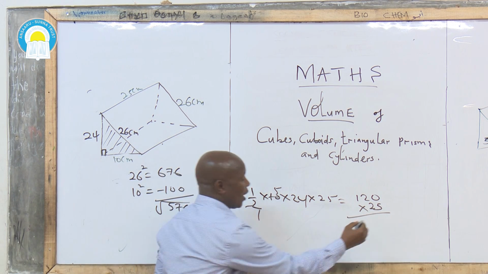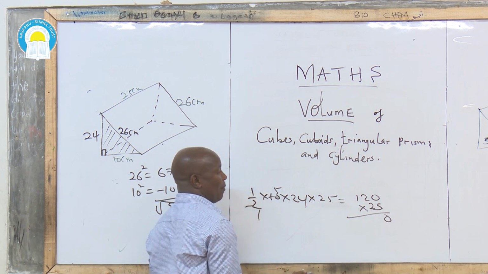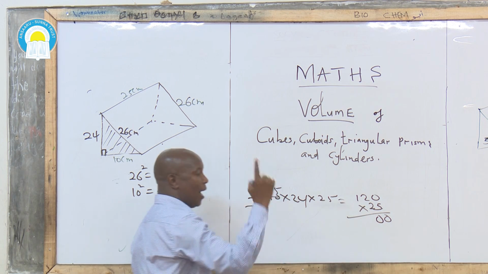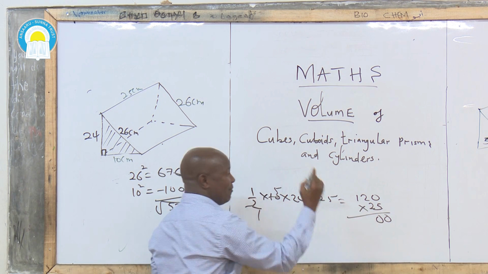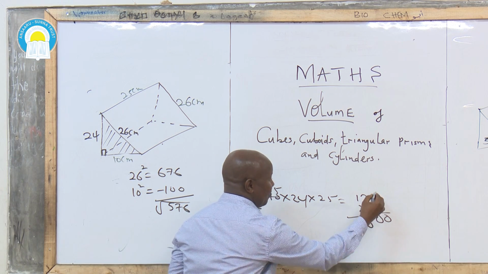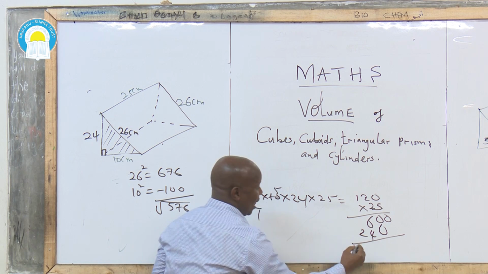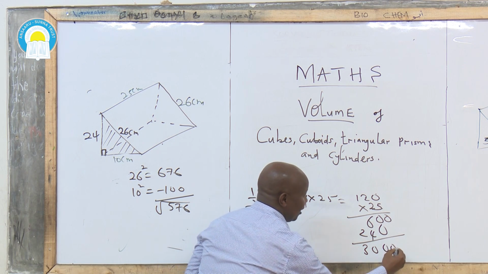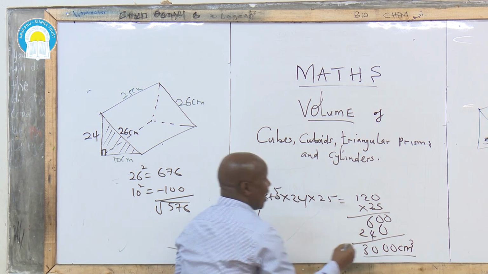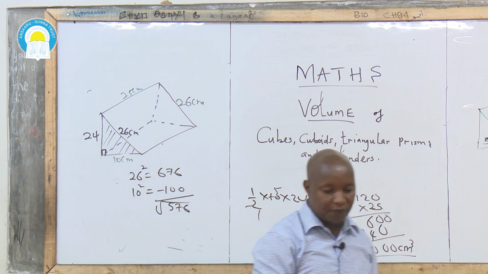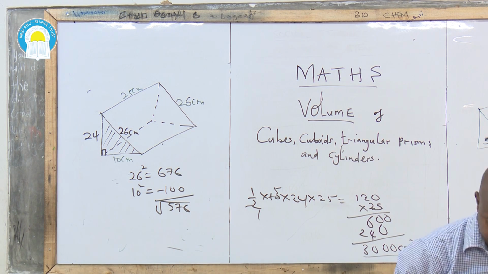5 multiplied by 0, you get 0. 5 multiplied by 2, you get 10, which is 0 again, carry 1. 5 multiplied by 1 is 5 plus 1, you get 6. 2 times 0 is 0. 2 times 2, 4. 2 times 1, 2. Then when you add, you get 3,000 cubic centimeters. That's how we get volume of triangular prism.